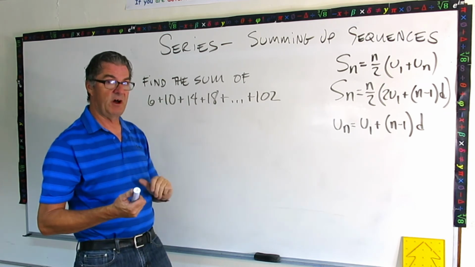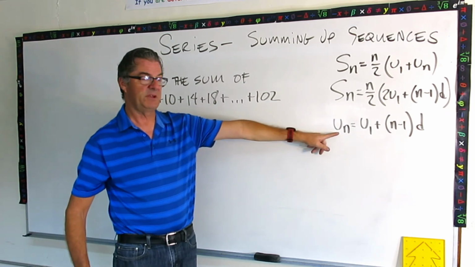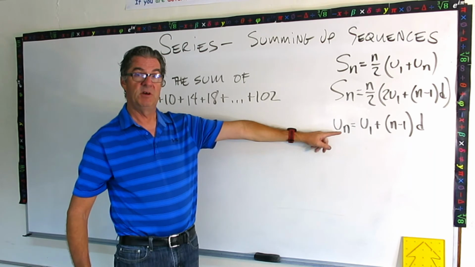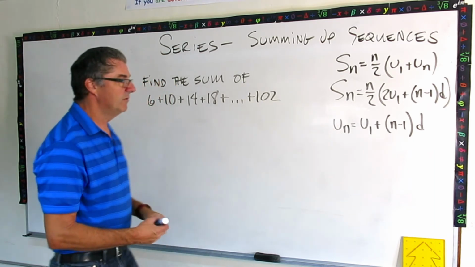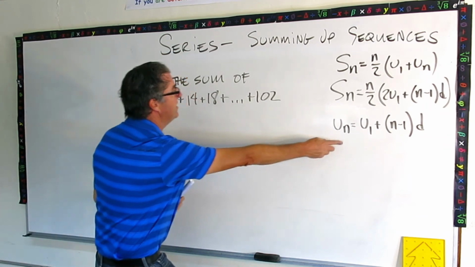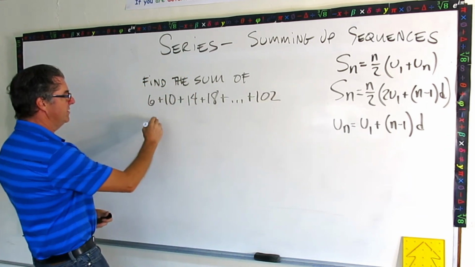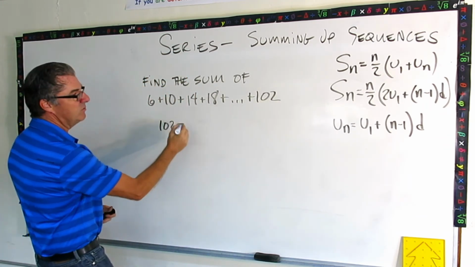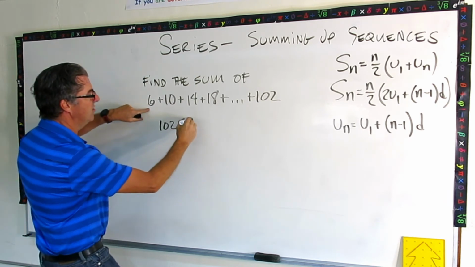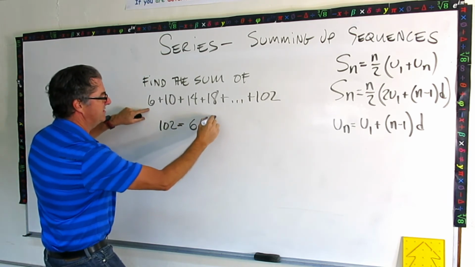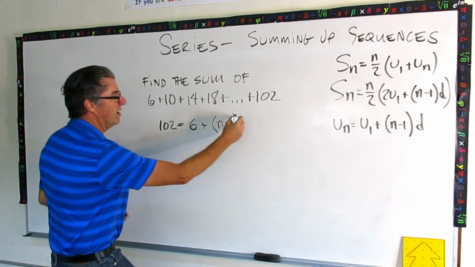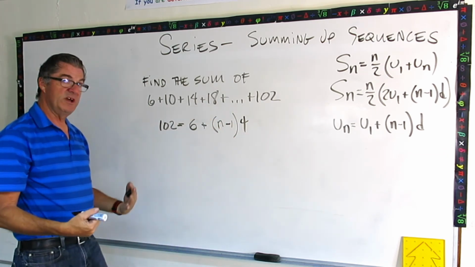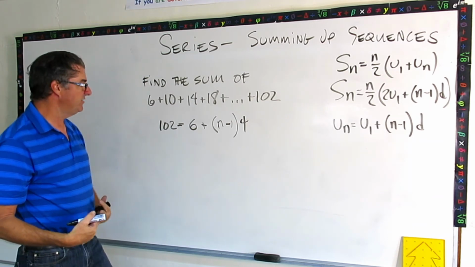Fortunately, we can solve that, which is why I added this formula up here. This is the nth term formula, the explicit formula for any arithmetic sequence. So using that, we know that un is 102. So we can go 102 equals u1, which we know, 6, plus n minus 1 times our difference, which is 4. So now I have one equation and one variable. I can solve that all day long.